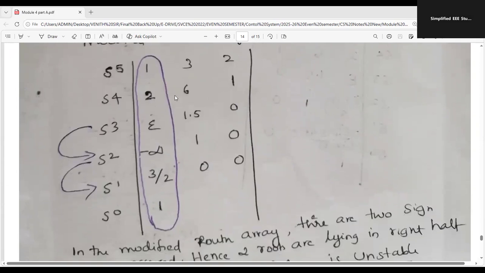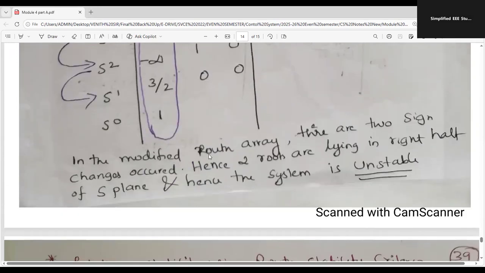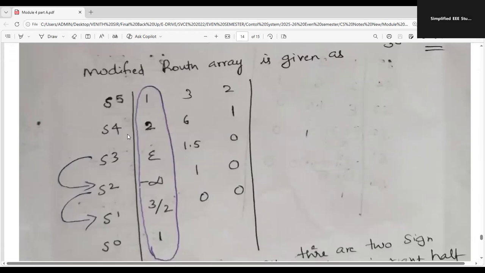In the second case, I am getting 3 by 2. So that is the modified column of the Routh array: 1, epsilon as it is now, changes. Next, the fourth row first element is minus infinity. The fifth row first element is 3 by 2. The last element is 1. So here you can check how many sign changes are happening. Look at the third, fourth, fifth rows, the first column. The elements are epsilon, minus infinity, 3 by 2.